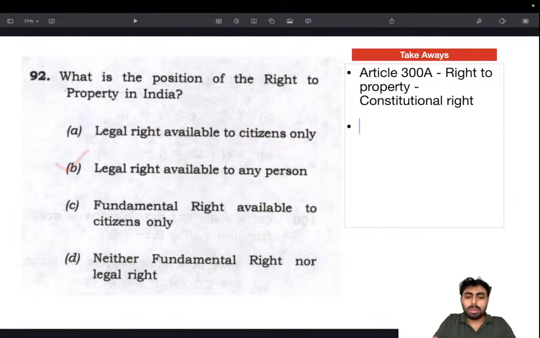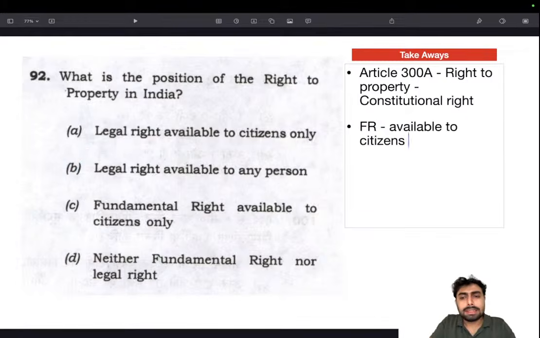You need to know the fundamental rights available to citizens only. There are 15, 16, 19, 29 and 30. Learn more about that, as in what they are, and have an idea about that. This really helps in eliminating the options. So you should be very clear about the fundamental rights that are available only to citizens. Those are 15, 16, 19, 29 and 30. Learn more about that, okay?